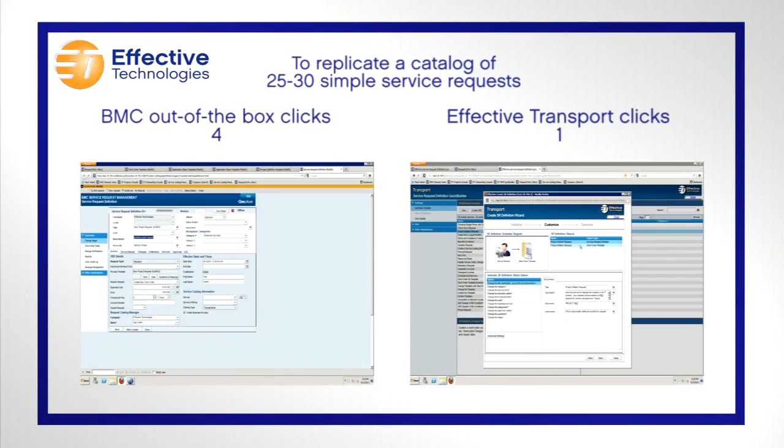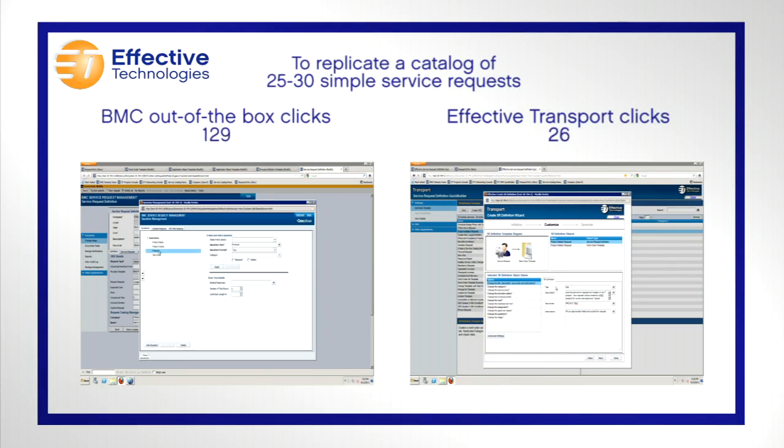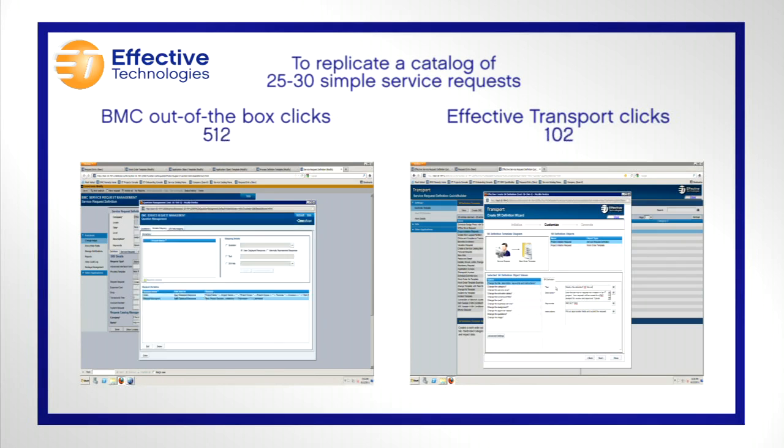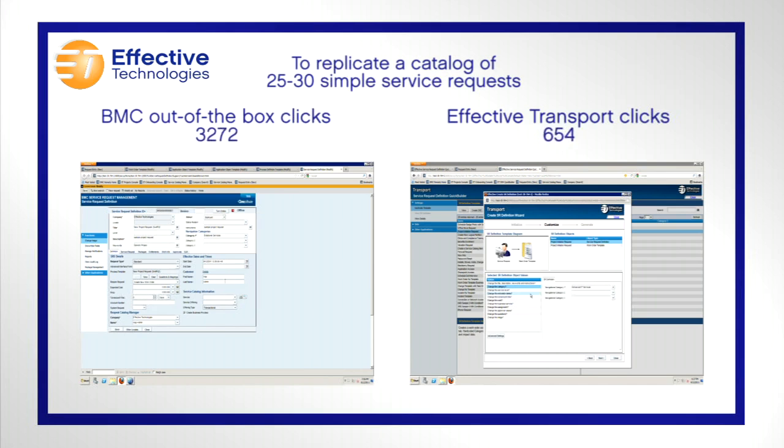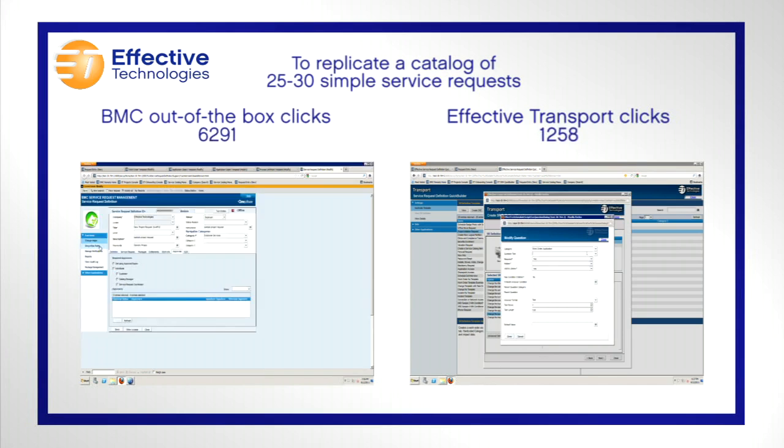Transport will continue to save you time and effort even after the deployment of your catalog. It'll reduce your maintenance time as your service catalog requires updates, modifications, and additional service offerings. The difference between the number of clicks required to deploy a typical service catalog item using the BMC out-of-the-box process versus the number of clicks required if you're using Transport is huge. That difference alone will provide you with significant savings.